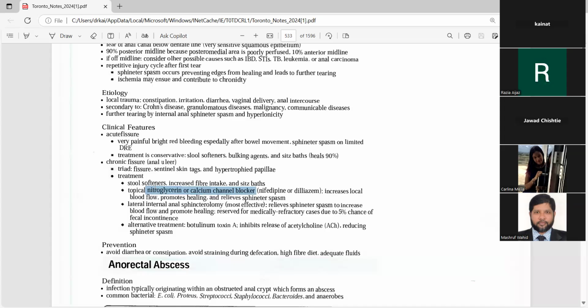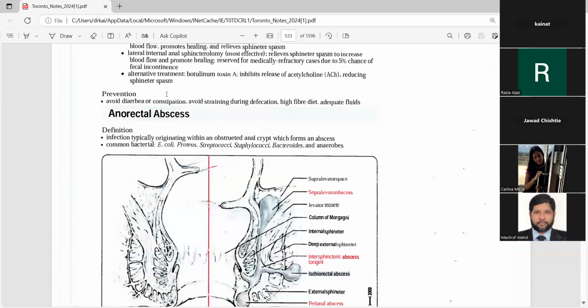In hemorrhoids, bleeding comes only when the constipation is there. Internal anal sphincterotomy relieves the spasm, and even in this case, we ask them to do warm compression, can also be cold compression, whatever is helpful. Then botulinum toxin as well. So avoid diarrhea and constipation, avoid straining during defecation, high fiber diet, and adequate fluids. In this case, we're asking for the diarrhea as well.